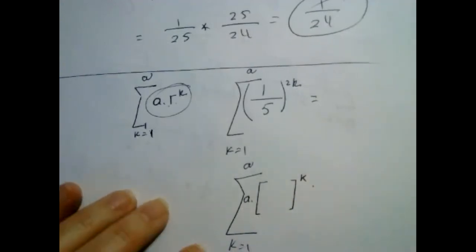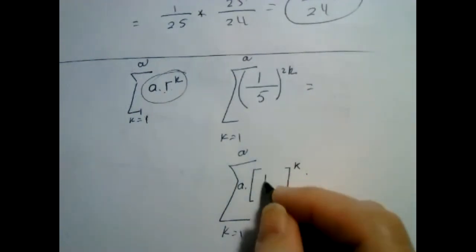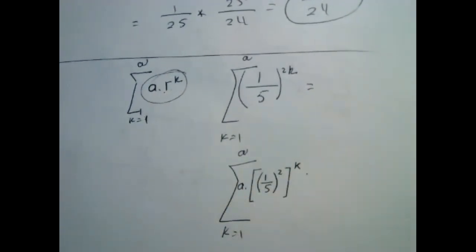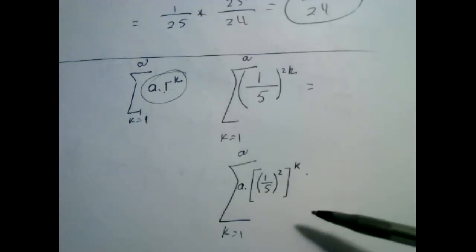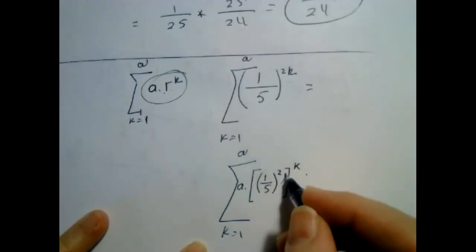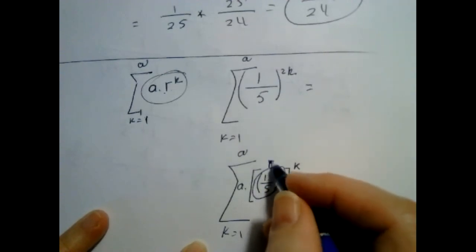A times that. Can you bring the square into the 1/5? We can bring the square to the 1/5, so it's going to become like that. Am I right? So I can write it as (1/5 squared) to the power K, the whole thing to the power K. Once you write it like this, this constant number is really going to become the R.